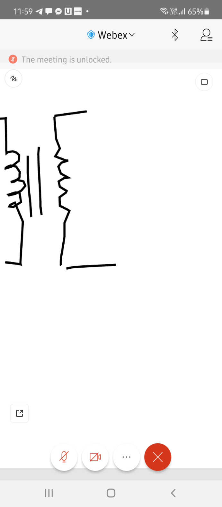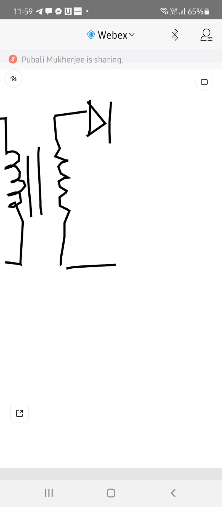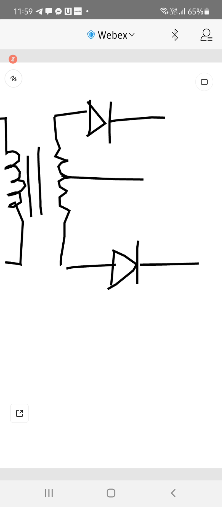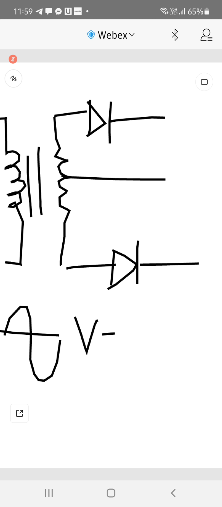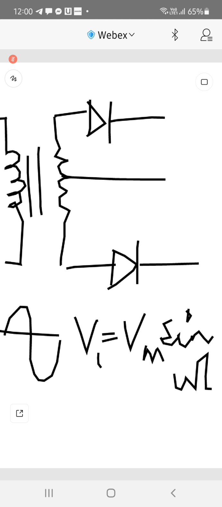Okay, so this is... I'm not drawing the full diagram. So this is a center tap full wave rectifier. So this is the sinusoidal waveform. Vi is equal to Vm sine omega t. Okay, Vi is equal to Vm sine omega t.